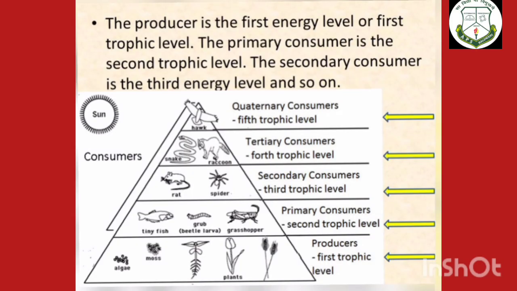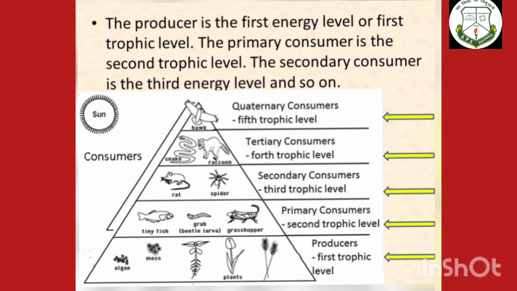Now students, let's see this figure. This figure shows different trophic levels. The producers are present at the first trophic level. Here you can see there are different types of plants. Some algae and mosses are there. They are aquatic. They are present in aquatic habitats and they are also known as phytoplanktons. The producers occupy the first trophic level in this pyramid. Now the second trophic level is of primary consumers. Primary consumers which feed upon the producers are present in the second trophic level. Tiny fishes, larvae, grasshoppers are some examples of primary consumers.